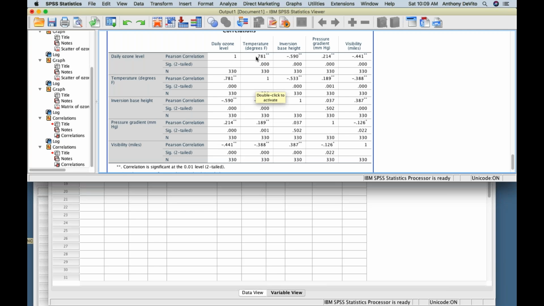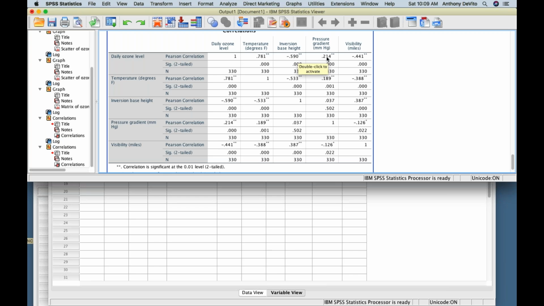In terms of comparing it to temperature, well, look, there's a strong positive correlation. Inversion base height, there's a strong negative correlation. In other words, the higher it is, the lower the ozone level is. The lower the inversion is, the lower that level of air that's trapping nasty gases close to the ground, the higher the ozone level is. So that's a negative association.